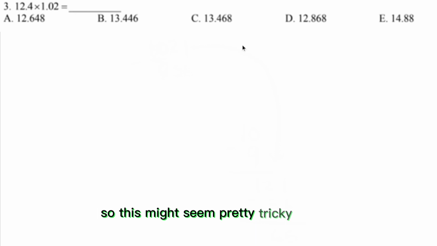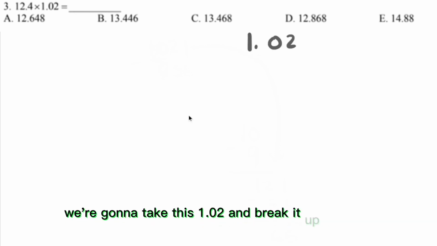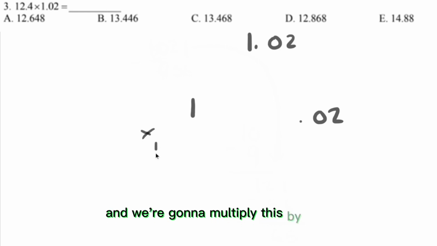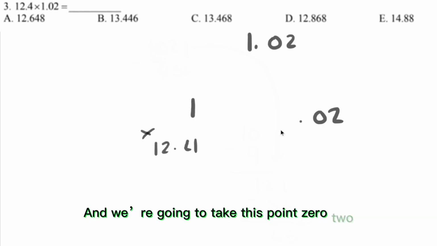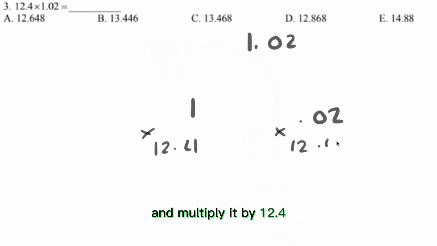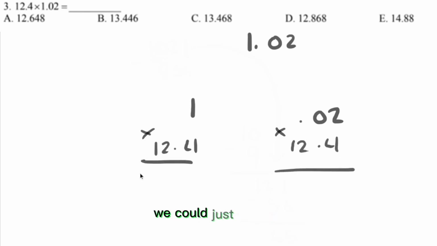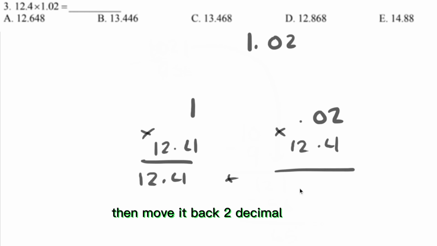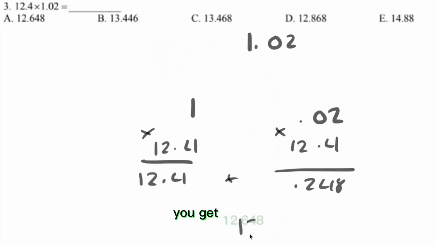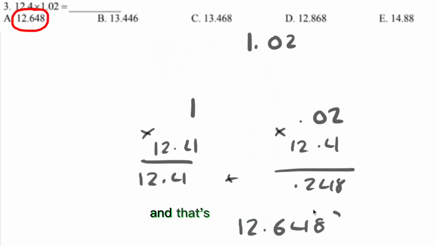So this might seem pretty tricky at first, but it's actually really simple. So what we're going to do is take this 1.02 and break it up into 1 and 0.02. So we're going to take this 1 and multiply it by 12.4, and we're going to take this 0.02 and multiply it by 12.4. Now once we do this, we could just do 12.4 plus 0.02 times 12.4, which is nothing but 2 times 12.4, then move it back 2 decimal places. So that's 0.248. And when you add these two up, you get 12.648. And that's your answer.